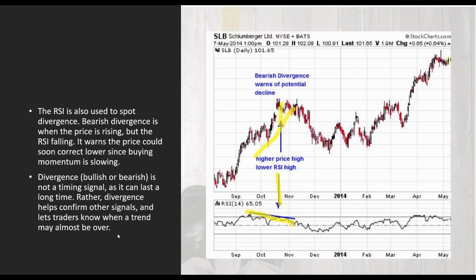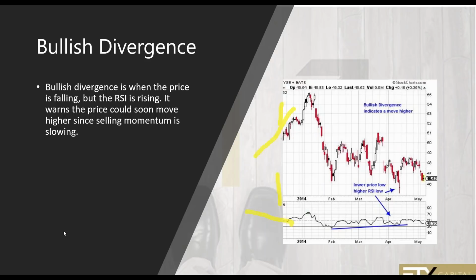Now, divergence, bullish or bearish, is not a timing signal, as it can last a long time. Rather, divergence helps confirm other signals and lets traders know when a trend may almost be over. Bullish divergence is when the price is falling, but RSI is rising. It warns the price could soon move higher since selling momentum is slowing.